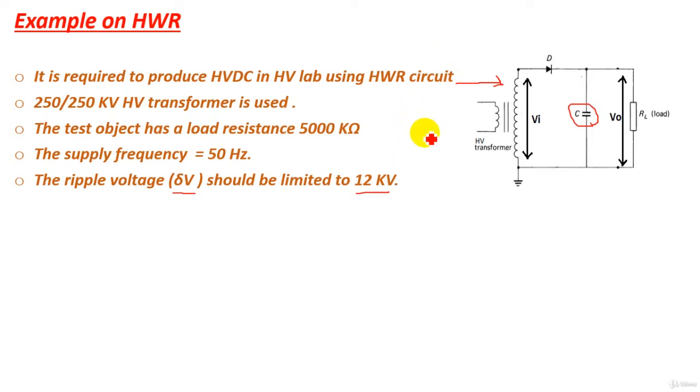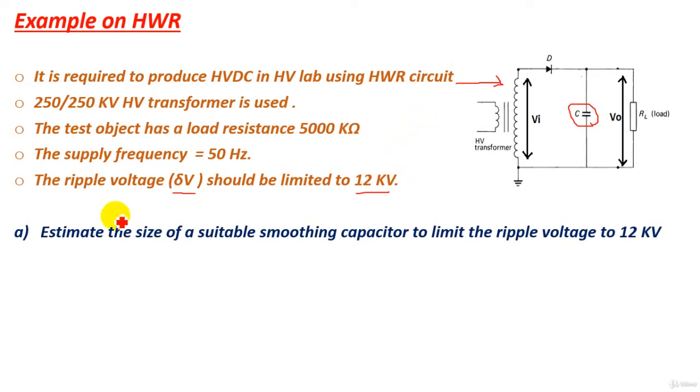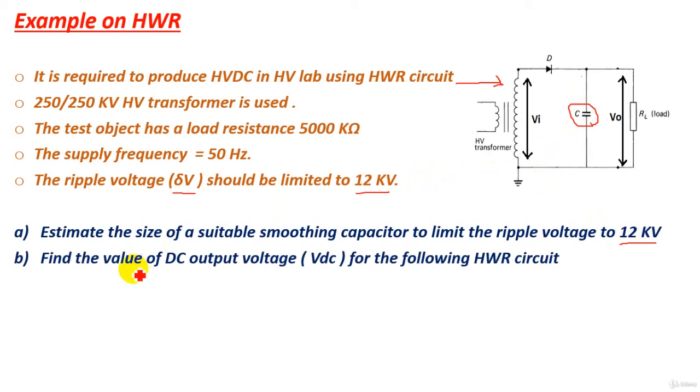What is required now? First, estimate the size of a suitable smoothing capacitor to limit the ripple voltage to 12 kilovolt. We need to find the value of the smoothing capacitor here, or find the value of this capacitor to limit the ripple voltage to 12 kilovolt. We will see how we can do that. Also, after that, find the value of the DC output voltage.